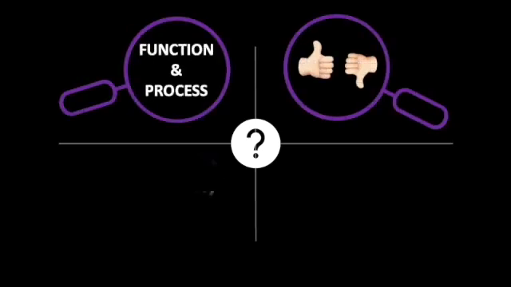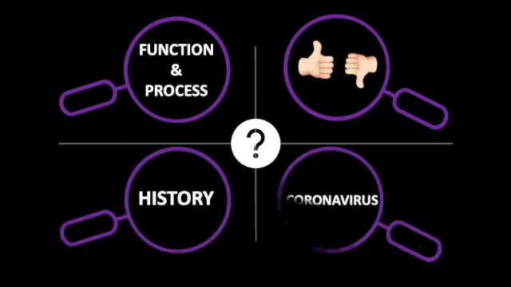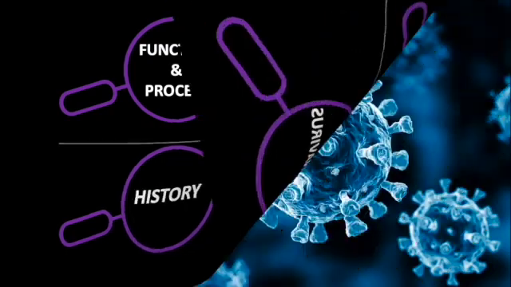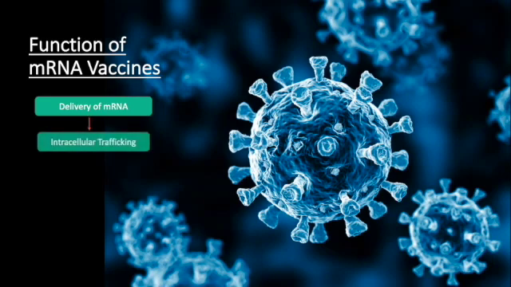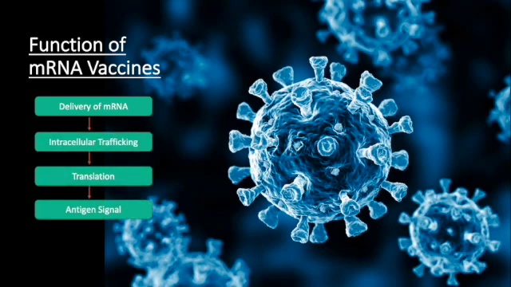To further understand the development of mRNA vaccines, one must familiarize themselves with the function and process of mRNA vaccines, the advantages and disadvantages, the historical scientific development of such vaccines, and a further dive into the specific coronavirus mRNA vaccine. mRNA vaccines have become extremely prevalent and are still being modified and tested today. The basic process in which these vaccinations function include the delivery of mRNA, intracellular trafficking, translation, and an antigen signal.